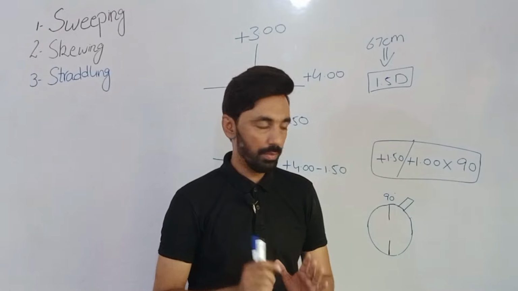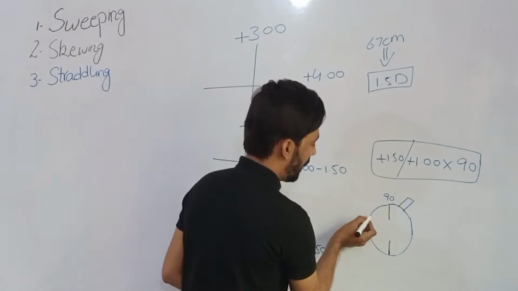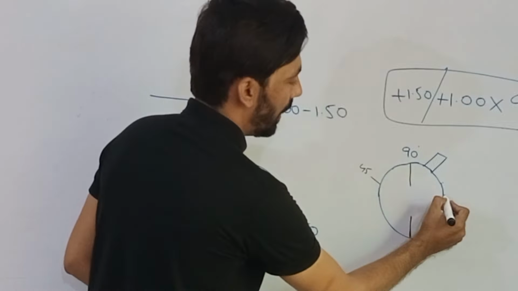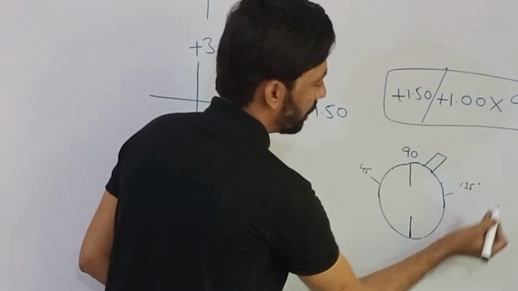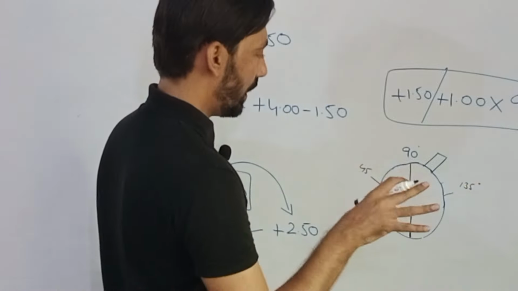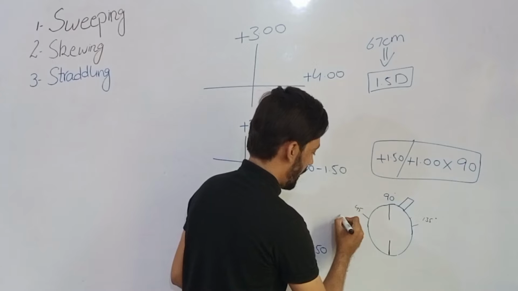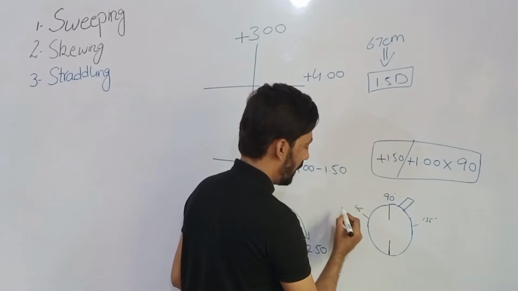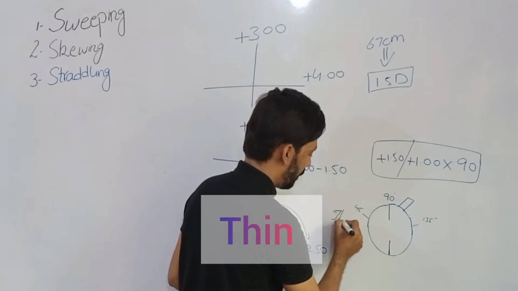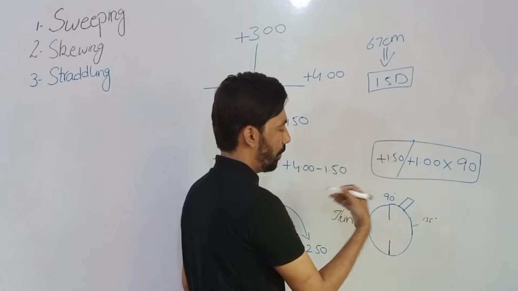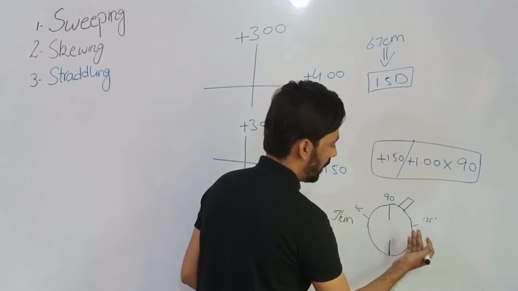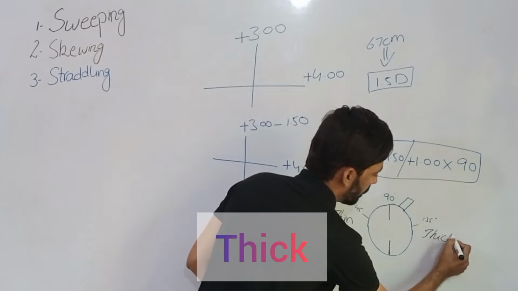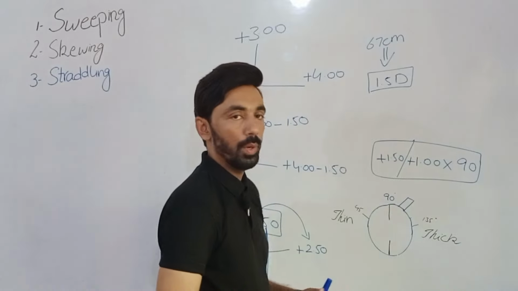But suppose this is 45 degrees, which is 45 degrees apart from 90 degrees, and here is 135. If the reflex is thin when my streak was at 45 degrees, right? And when I move my streak to 135 degrees, the reflex is thick. So now what will we do?